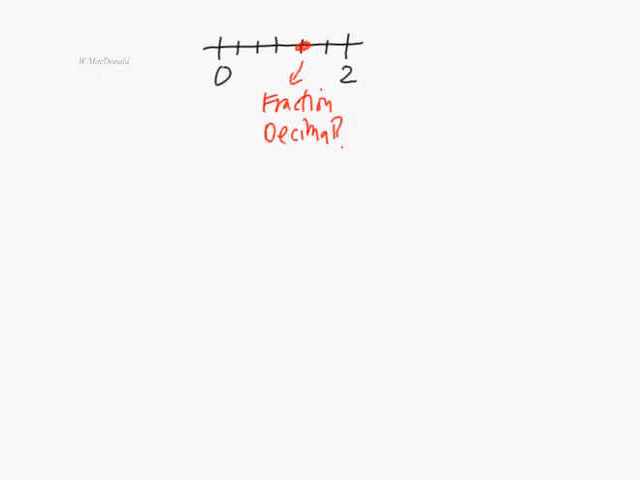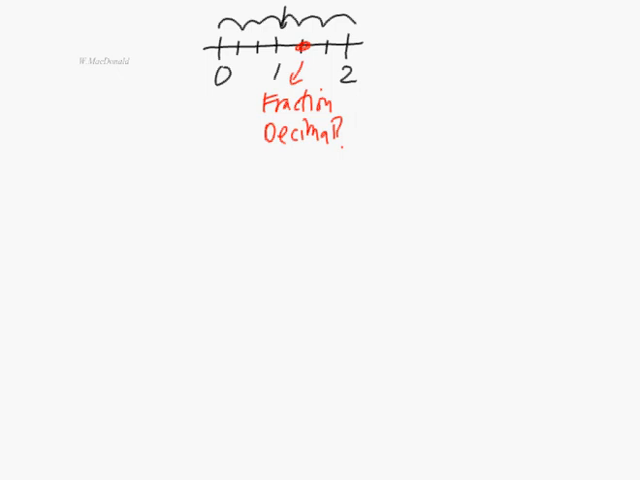The first one gives you a number line with a dot and says, what is this dot as a fraction and a decimal? Well, if you look here, there are 1, 2, 3, 4, 5, 6 spaces. So if you think about where the midway point would be, the midway point would be halfway through there, which is here. And the halfway point between 0 and 2 is the number 1.